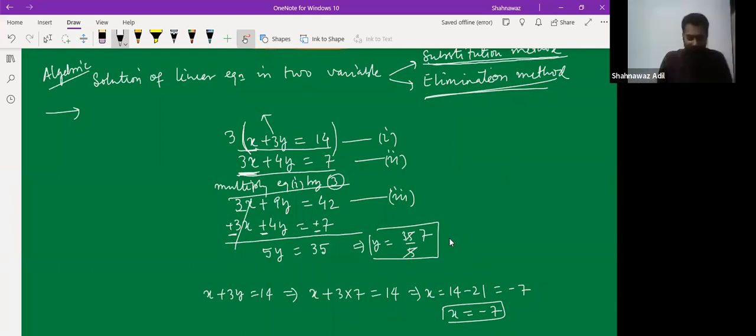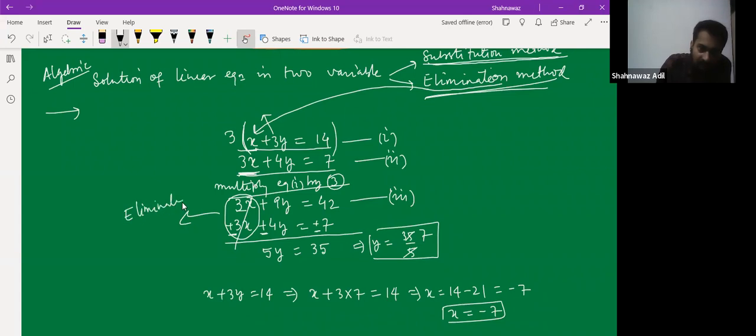Okay, so what about now? Yes, that's better. So what we did, we made the coefficient the same and then we subtracted. Understood? So this is called the elimination method. What did we eliminate? One of the variables we eliminated. We eliminated this part, that is why we call this elimination method.